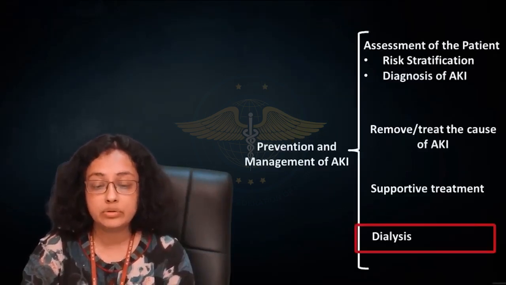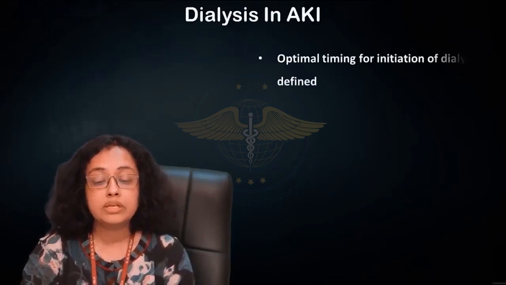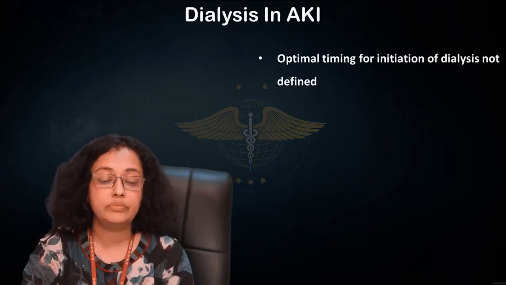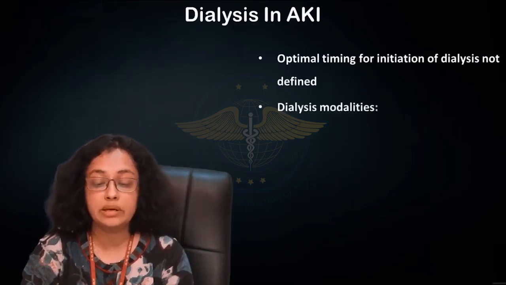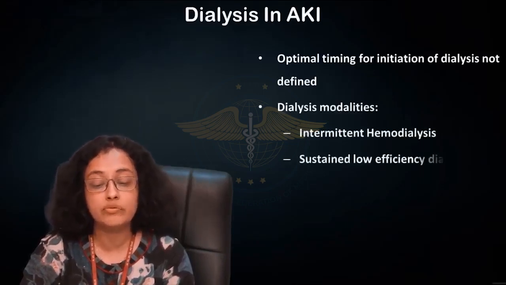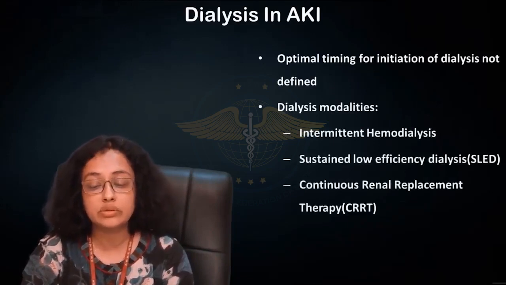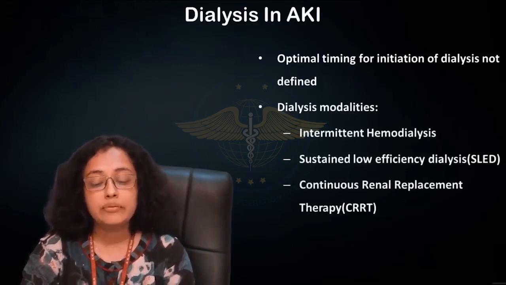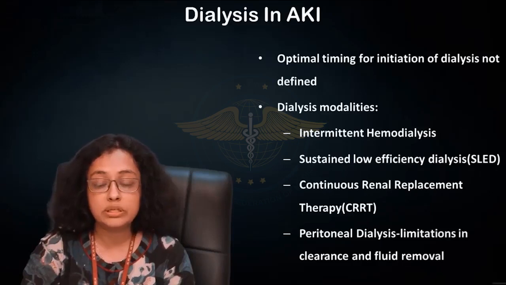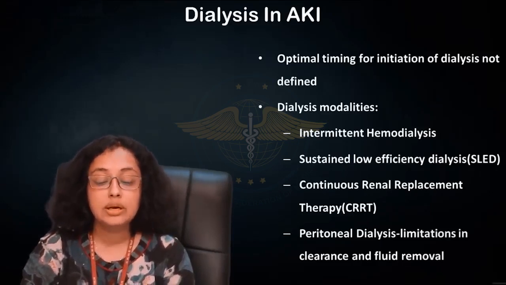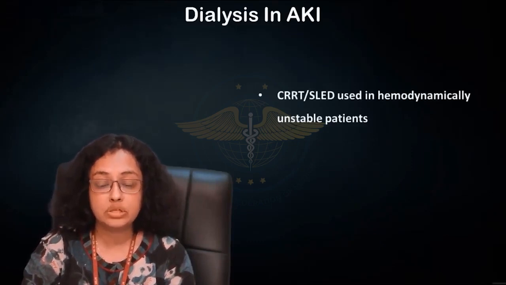And finally, coming to dialysis, the optimal timing when dialysis should be started in a patient with AKI is not defined. The dialysis modalities available are intermittent hemodialysis, sustained low efficiency dialysis, continuous renal replacement therapy. And finally, peritoneal dialysis, acute PD, is not commonly used because of its certain limitations. CRRT and SLED is typically used in hemodynamically unstable patients.